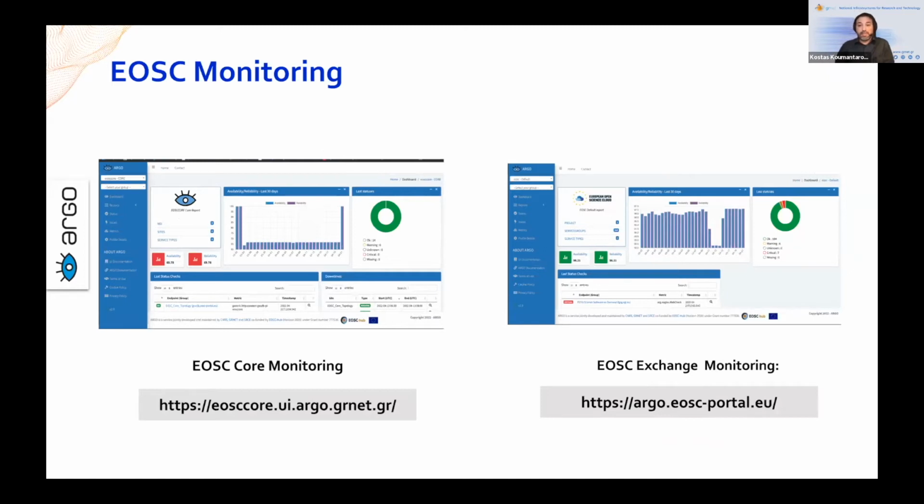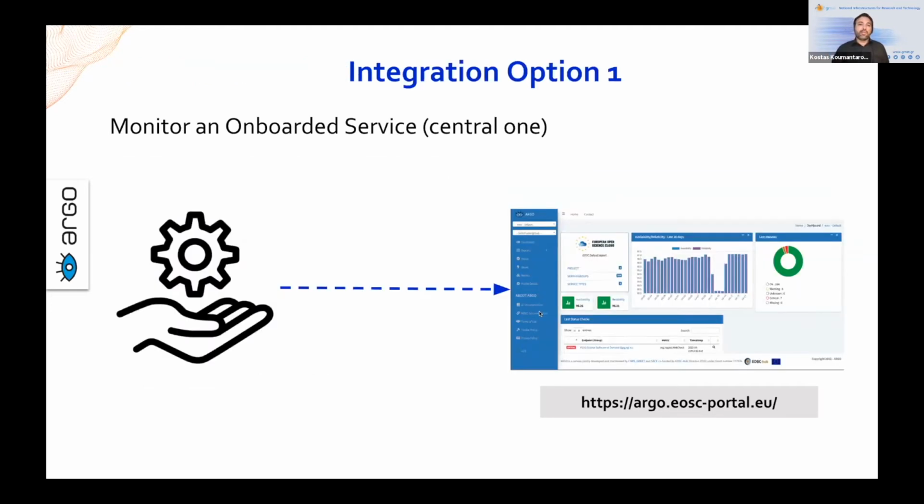Similarly, we have what we call the EOSC Exchange monitoring, where, as I said, we try to emulate whatever the service does. For the EOSC Exchange monitoring, we have four different integration options. The central, basic one is that we get all the information coming from the providers portal. In the next couple of months, this is going to be extended so that you'll be able to provide a lot more information.